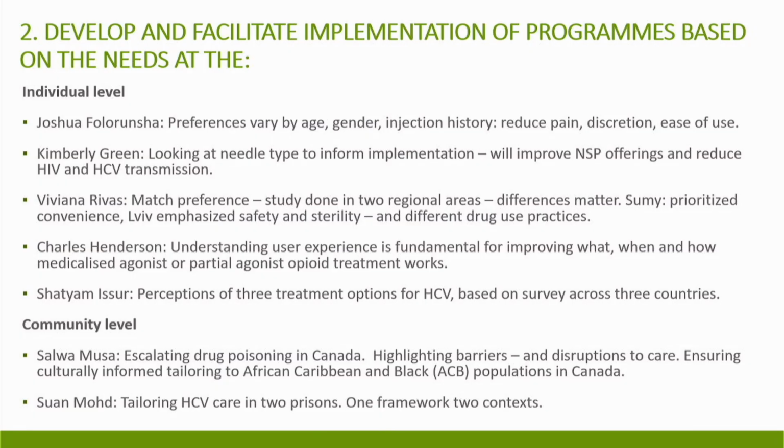And then just to share one or two, Viviana spoke about preferences where there were two regions and they prioritized differently. One looked at convenience and the other region looked at safety and sterility and different drug use practices, showing the importance of understanding the community that you are trying to serve. And then Suwan at the community level spoke about having one framework in two prisons and looking at the barriers and solutions of both prison settings and applying one framework and having two completely different models of care.